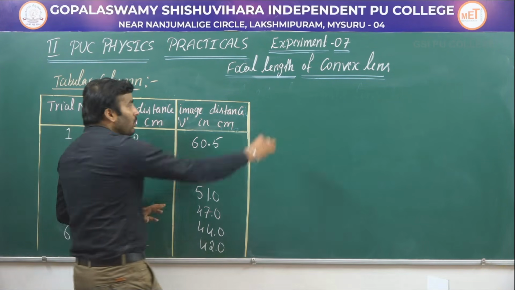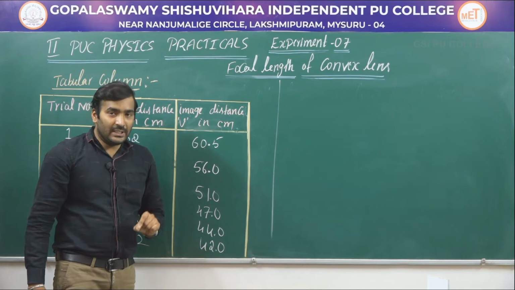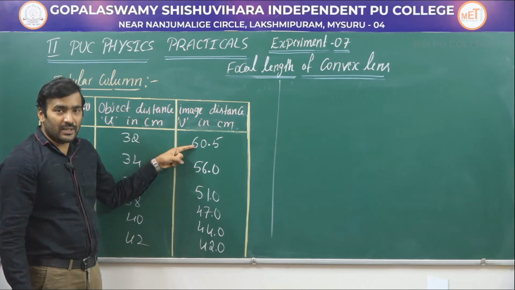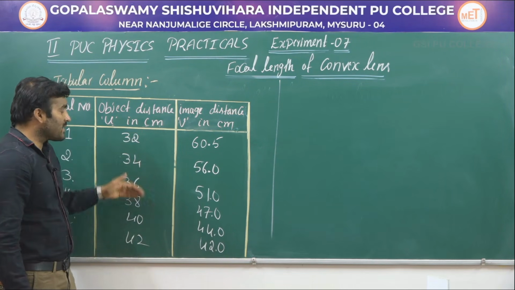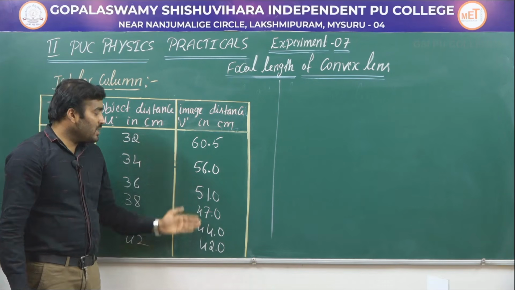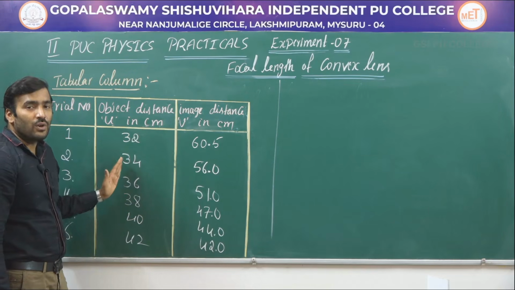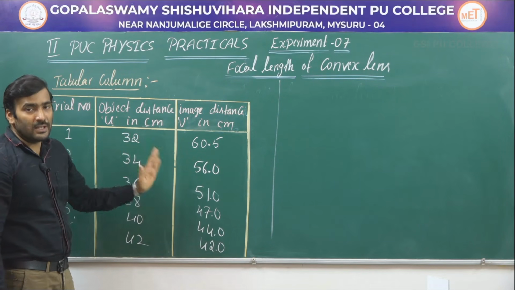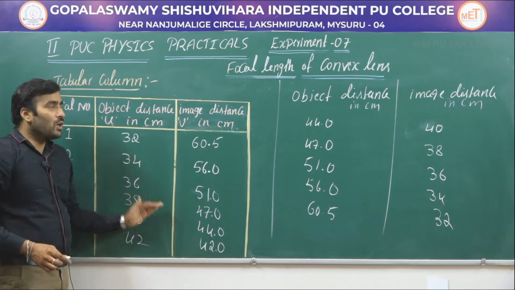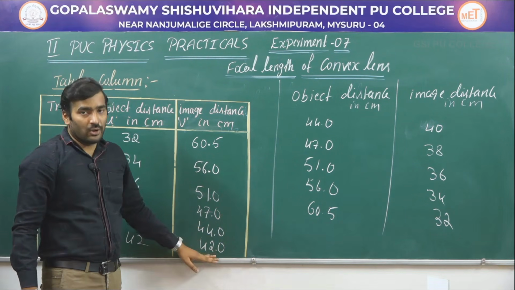Okay. Therefore, as we are using the symmetrical lens, if we consider these image distances as object distances, the corresponding object distances will become the image distances. You can verify this practically. So let me write these distances in the object distance column and the corresponding values of object distance in the image distance column. Okay, fine. So we have got the values of object distance in one column and image distance in another column.